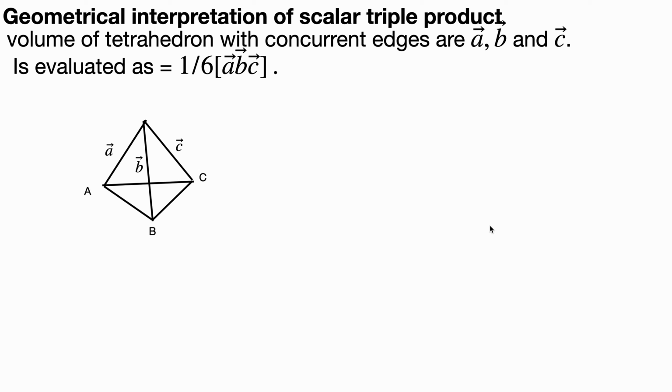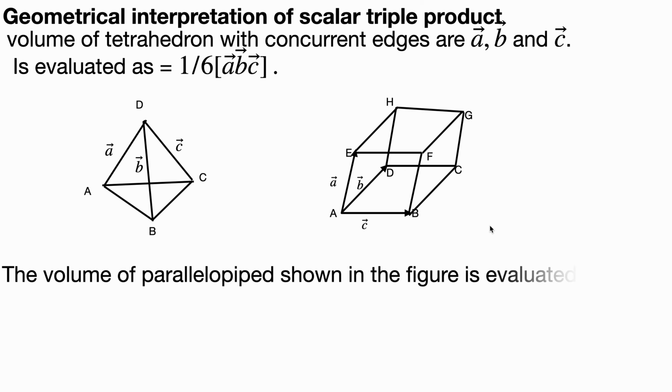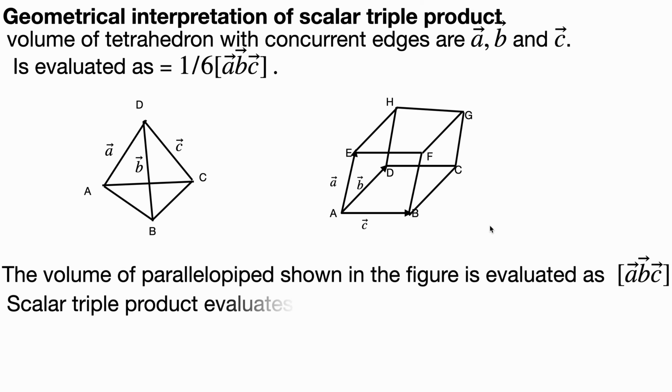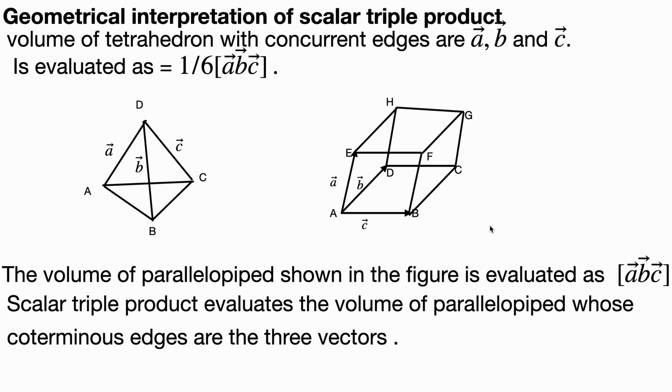Now let's discuss the volume of one more solid geometry, which is the parallelopiped. So using the scalar triple product, we can find the volume of a parallelopiped whose coterminous edges are represented by the vectors vector A, vector B, vector C. So the volume of parallelopiped shown in the figure can be evaluated as the scalar triple product of vector A, vector B and vector C.